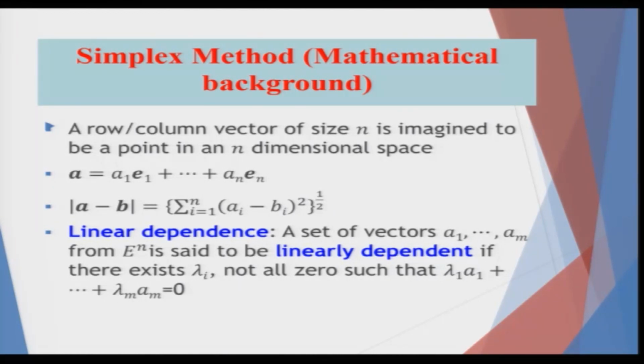A set of vectors A1 to Am from the space of n dimensions is said to be linearly dependent if there exist some lambda i's, with i from 1 to m, such that the combination lambda 1 into A1 plus lambda 2 into A2 till lambda m into Am leads to 0. That means any one of the vectors can be explained by a combination of the other m minus 1 vectors.